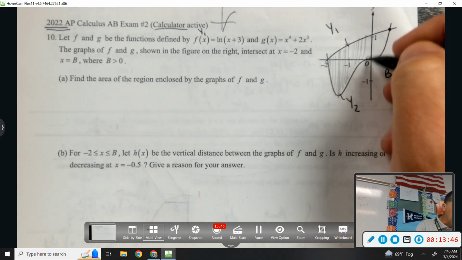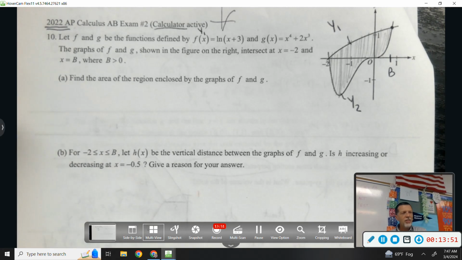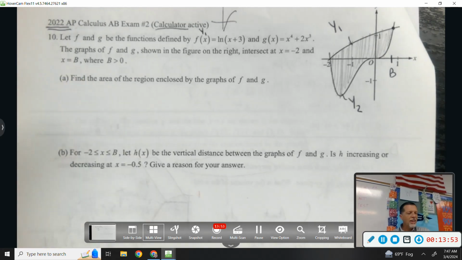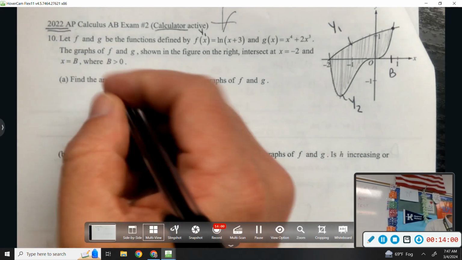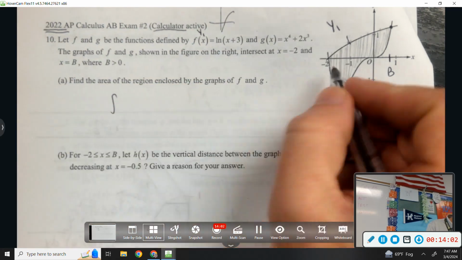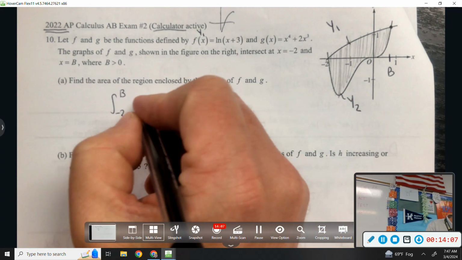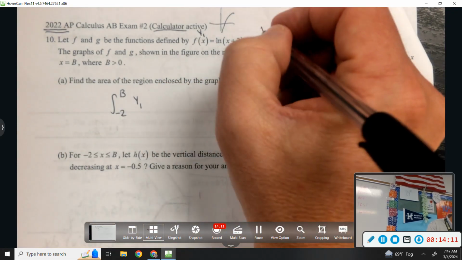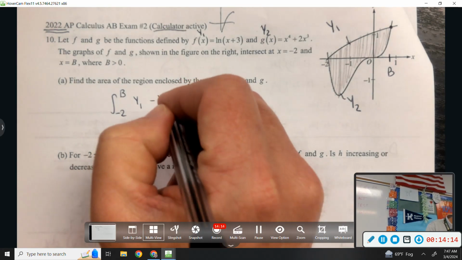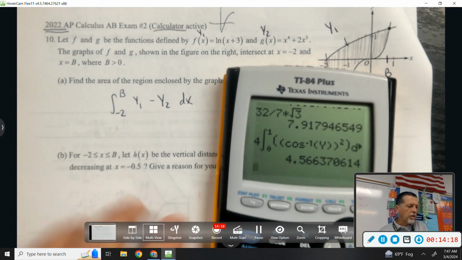I don't know, you haven't seen a ton of AP free response questions yet, but most of the ones in this section look like this. You're going to find an area, you're going to find a volume, and then they're going to ask you something weird about it. Okay, so -2 to b of y1 minus y2, or f minus g, either one. Since I labeled them y1 and y2, I can use those. But I need to figure out what b is, so that's a calculator question.